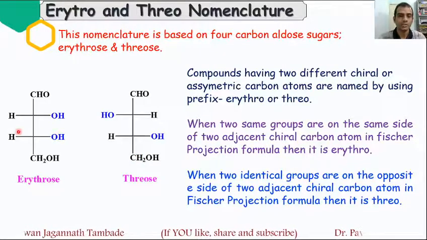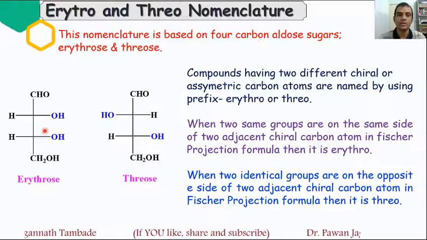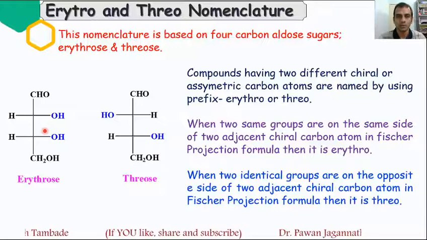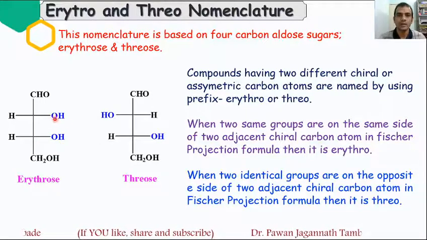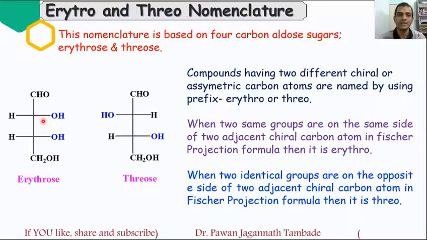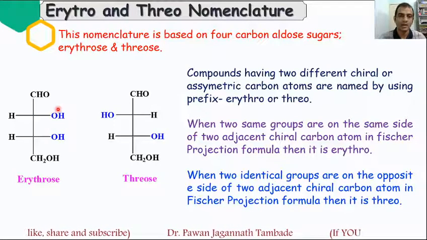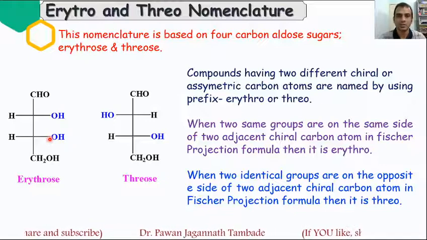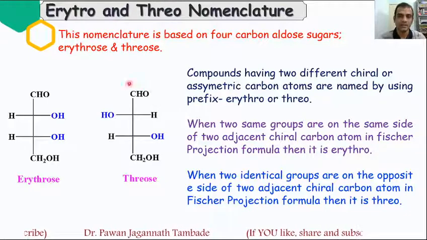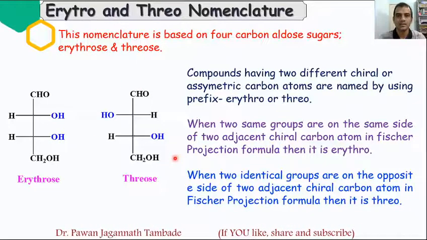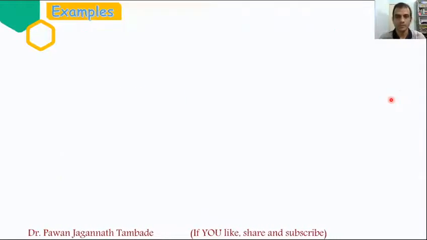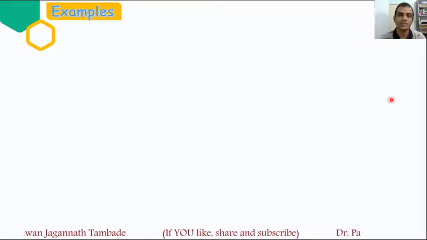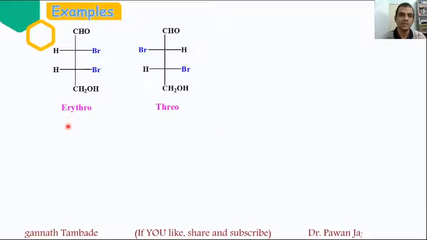So depending upon structure of these threose and erythrose, we got the concept of erythro and threo. And if similar atoms or groups present on adjacent chiral center, which is written in Fischer projection formula, are on same side, then it is erythro. And if such atoms or groups are on opposite side, then that structure is named as threo. Let's see some examples. Now in this case, this is erythro and this is threo.